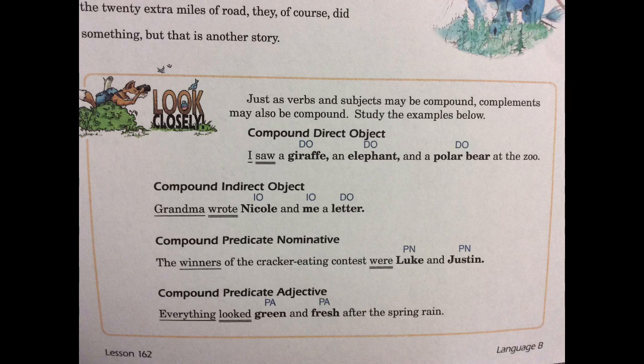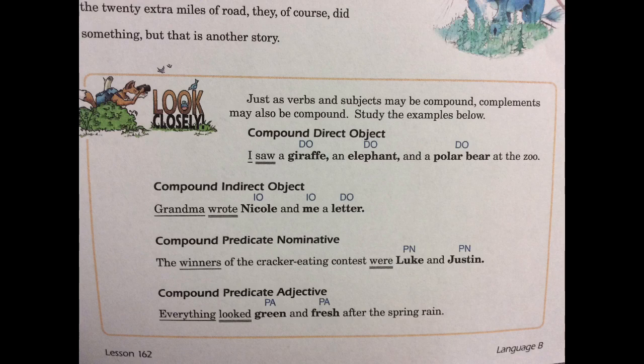Makes sense? Okay. How about compound indirect object? Okay. Grandma wrote Nicole and me a letter. Okay. So wrote is our verb. Who did the writing? Grandma. And what did she write? Letter. Letter's our direct object.